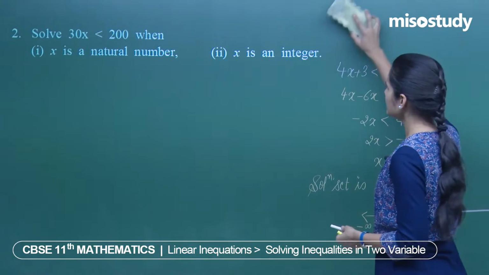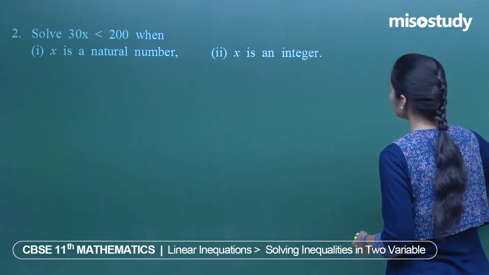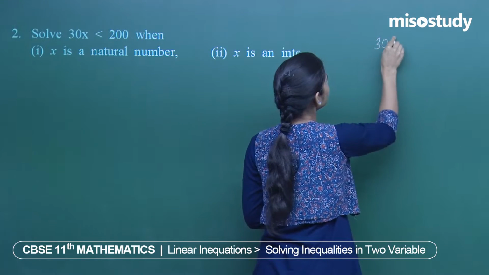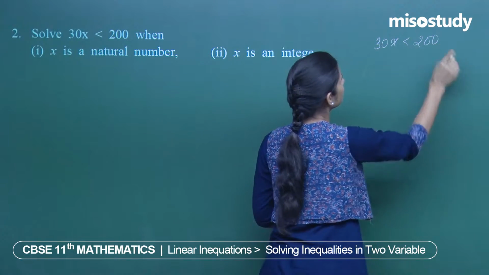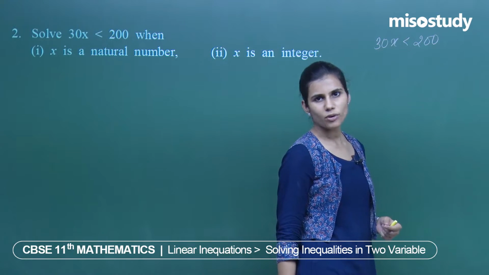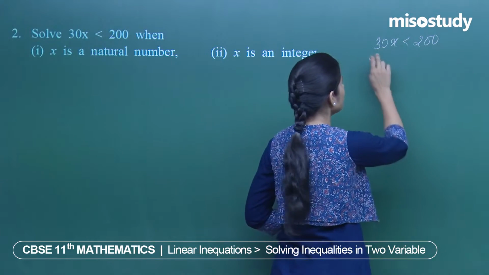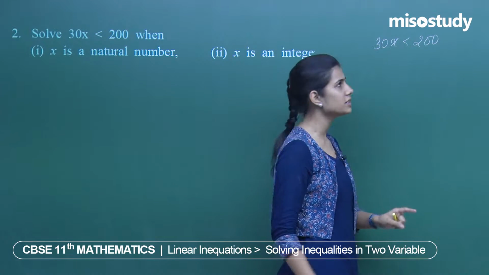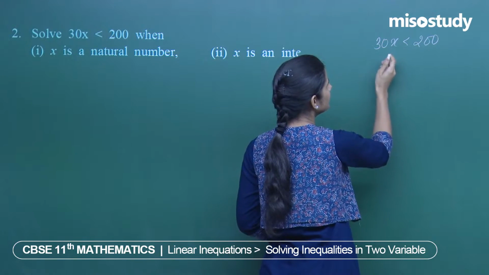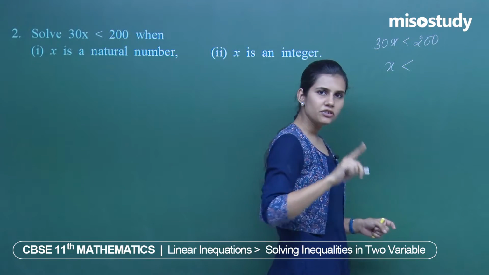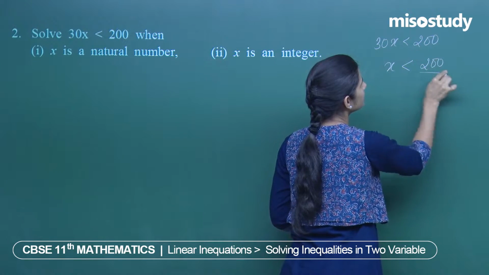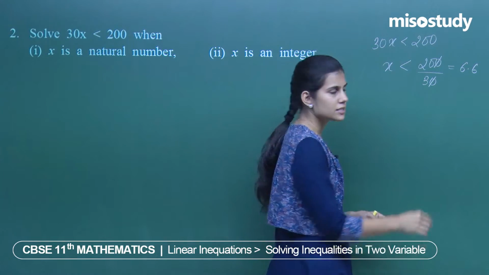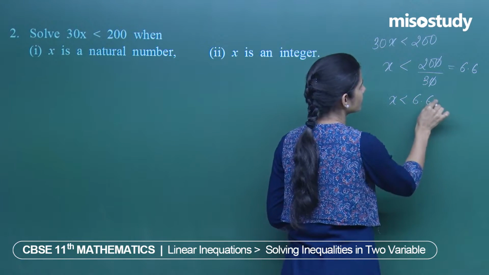Solve 30x is less than 200 for x being a natural number and then for x being an integer. That's pretty nice. 30x is less than 200. Dividing both sides by 30 because I want x alone, then only I can get the solution. If I am dividing both sides by 30, 30 is a positive number, therefore the inequality sign is not going to alter. When I divide both sides by 30, 30x by 30 gives me x. Inequality remains the same. Here I have 200 by 30, 6.6. So x is less than 6.6.